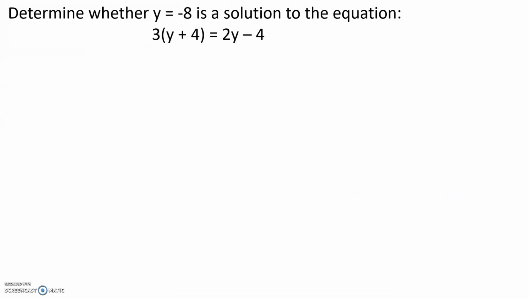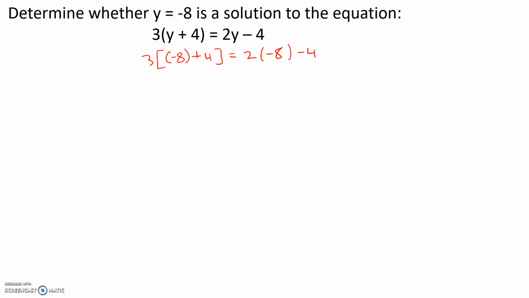Here's another example. Determine whether y equals negative 8 is a solution to the equation 3 times (y plus 4) equals 2y minus 4. In this equation, every time we see a y, we will replace that y with negative 8. So we have 3, and I'm going to use a bracket now because I'm going to replace the y, parentheses negative 8, plus 4 equals 2 times negative 8 minus 4. Each y got replaced with the value of negative 8.